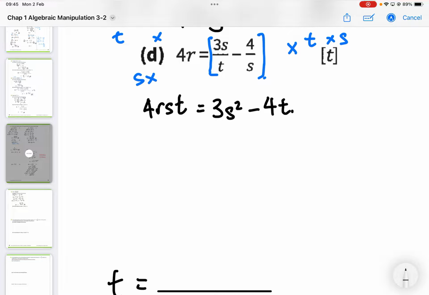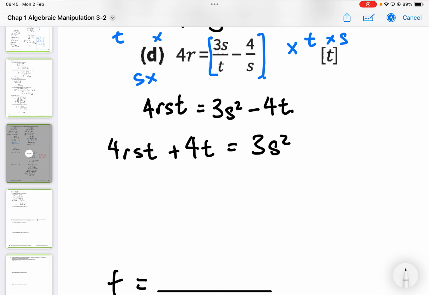I have managed to remove the denominator. Then now I have this term with T, this term with T. Yes, very good. So this term got T, I keep it here. Then my plus 4T, I bring it here. 3S squared is still on the right.